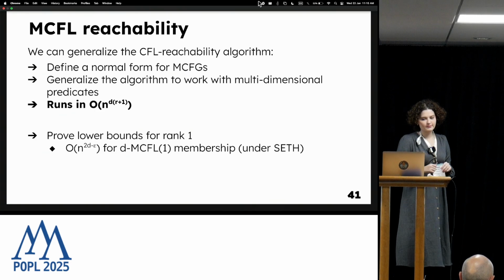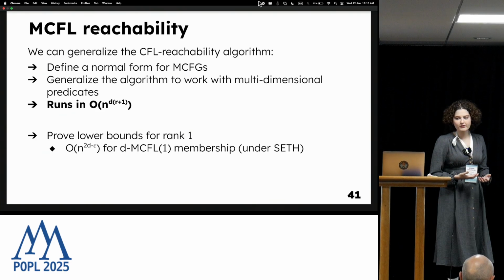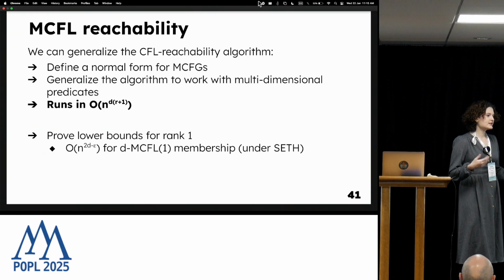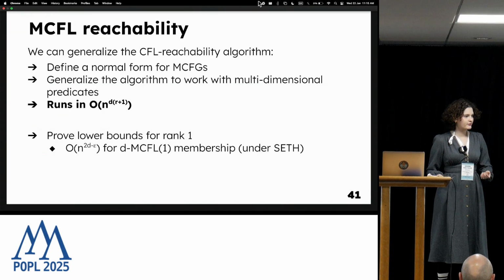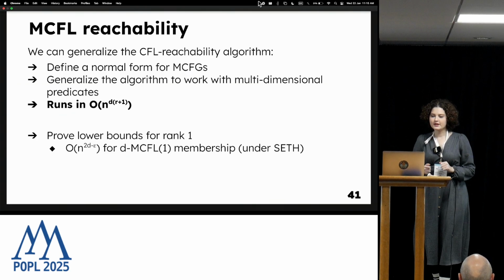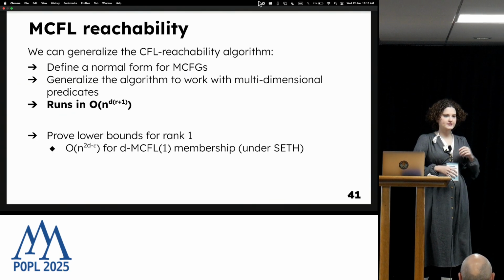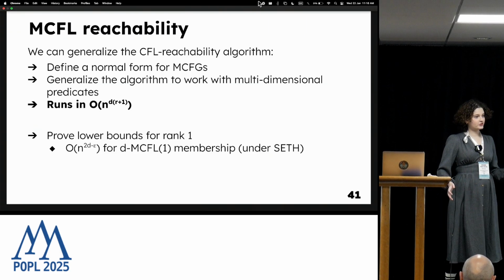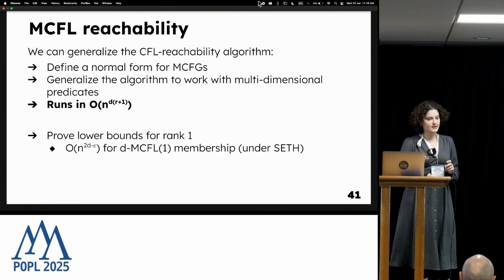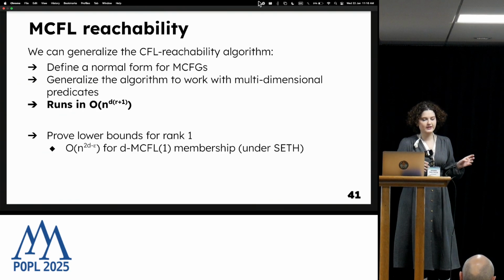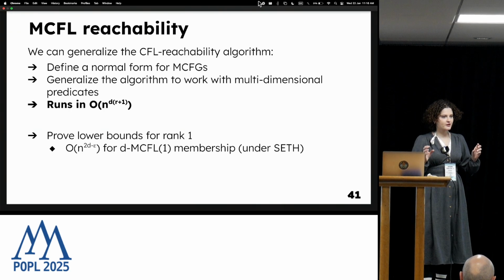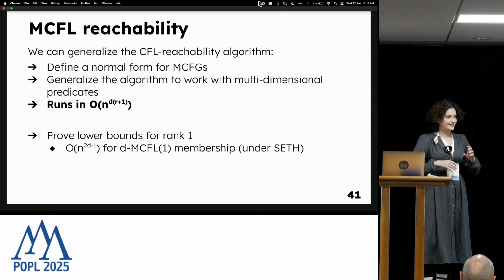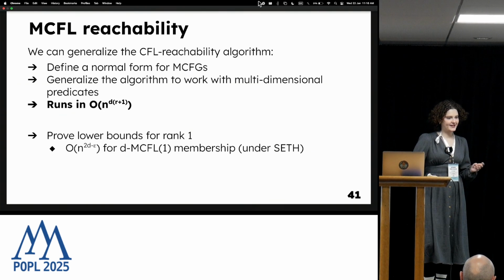And we did so by defining a normal form for these multiple context-free grammars in a similar way that you have the Chomsky normal form for context-free grammars, right? And we also generalized the standard CFL reachability algorithm to work with multidimensional predicates. This algorithm that we designed runs in O of n to the d times rank plus 1. So of course, the more dimensions you have, the more time you're going to take.